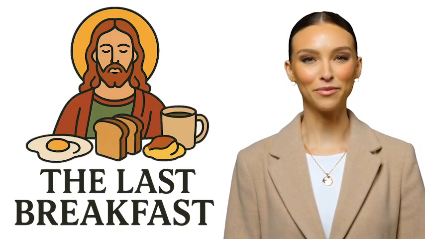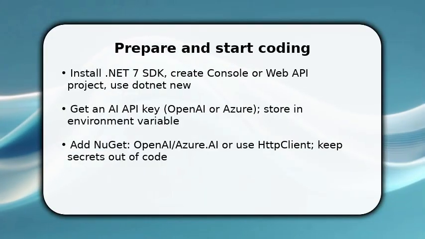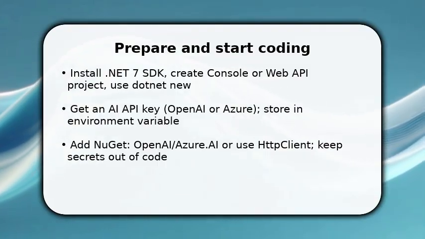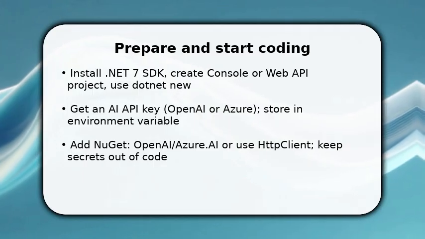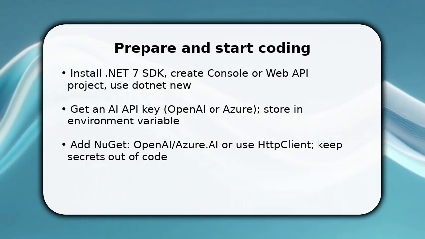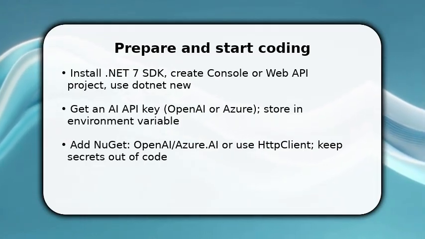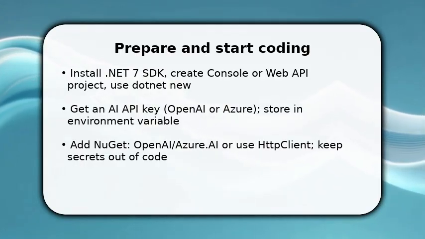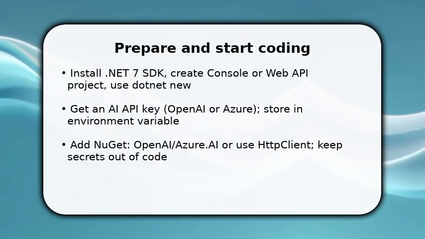Please enjoy the video. You start by installing .NET 7 and creating a console or minimal web API project. Once done, obtain an AI API key and set it as an environment variable so you avoid embedding secrets. Then, add the official SDK NuGet package or plan to use HTTP client. This choice affects complexity and error handling.